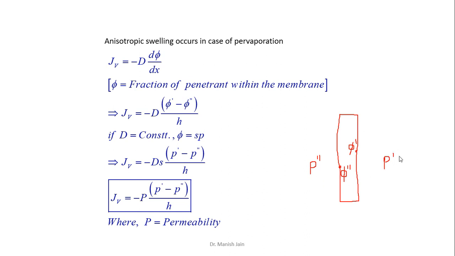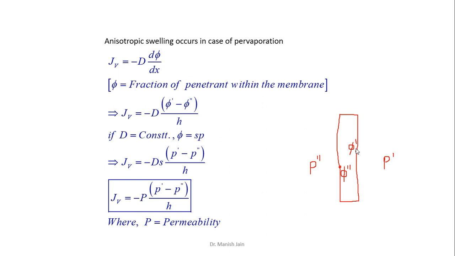Suppose the partial pressure of a feed species in the feed channel is P dash. Then this feed species will absorb at the membrane surface, and its concentration becomes phi dash. Then it will diffuse across the membrane, and the concentration of that feed species at the other side of the membrane will become phi double dash. Then it will dissolve from the membrane surface, and the partial pressure of that species at the permeate side will become P double dash.